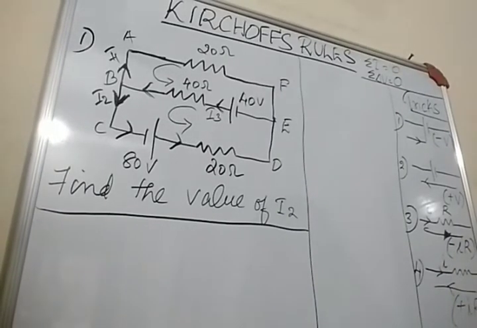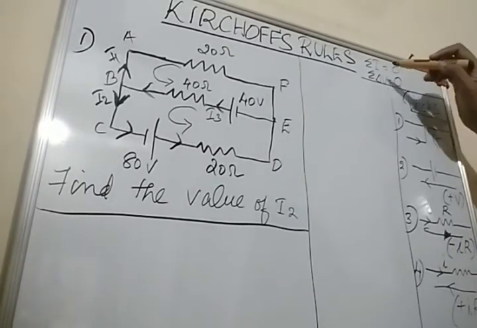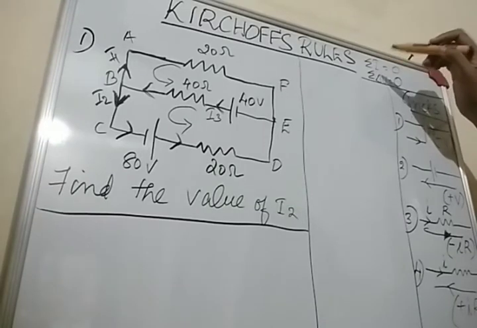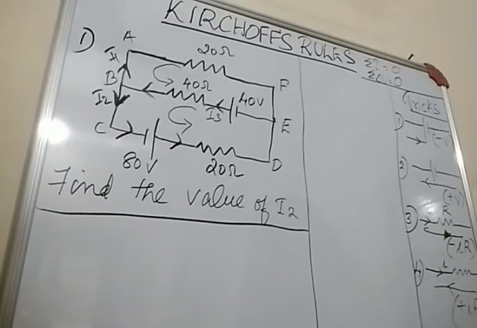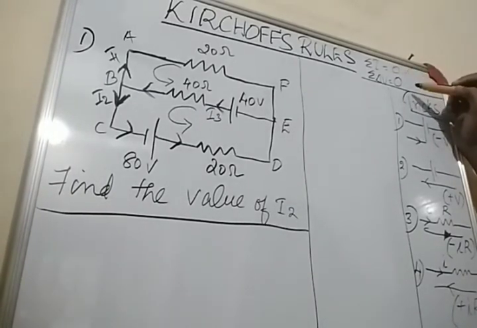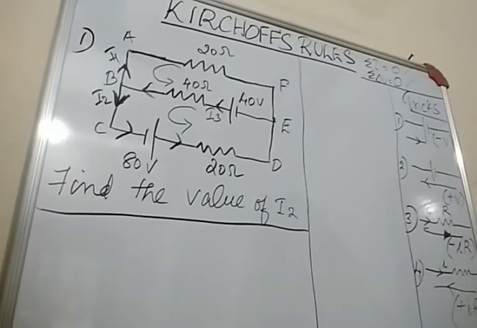So children, let's discuss some of the numericals based on Kirchoff's rules. We had studied two rules of Kirchoff. The first rule is that the total current at a junction is equal to 0, that means total current entering a junction is equal to total current leaving the junction. The second rule is that the algebraic sum of the change in potential in any closed loop will be equal to 0. So the second rule is the loop rule, and it is applicable only to a closed loop.